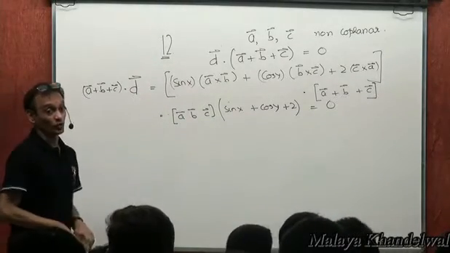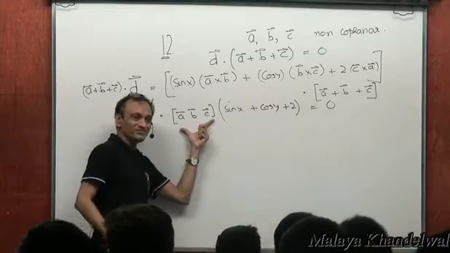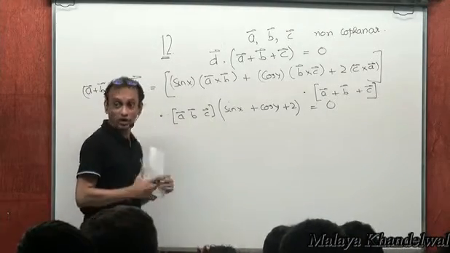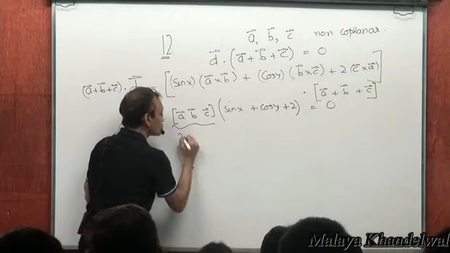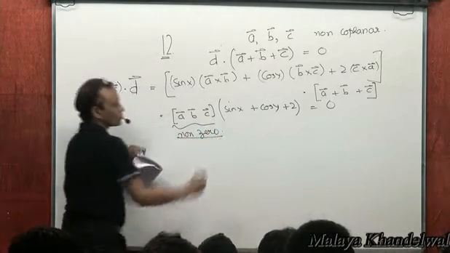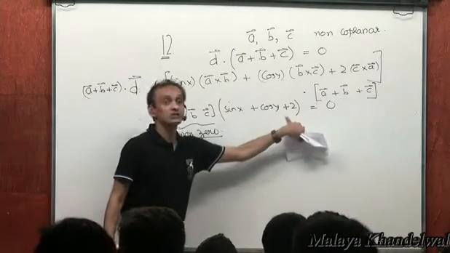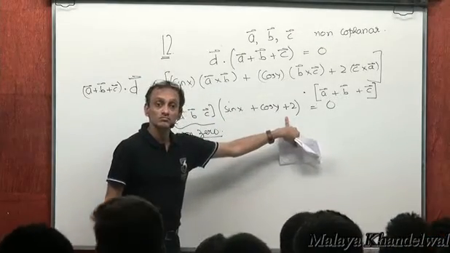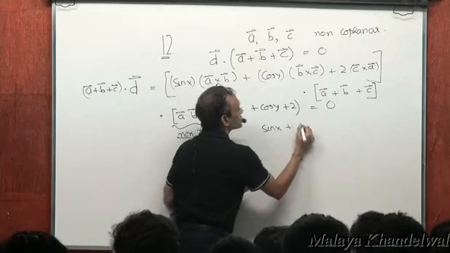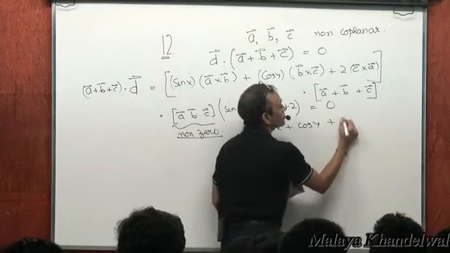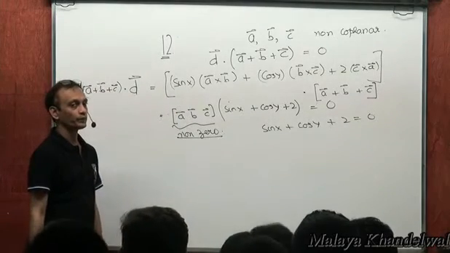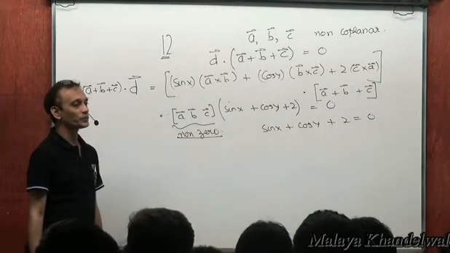Now ABC are non-coplanar, so this is not 0. If ABC are non-coplanar, their scalar triple product cannot be 0, right? So this is non-zero, but the product is still 0. That means this must be 0, right? That means sin x plus cos y plus 2 must be 0. Yes or no?